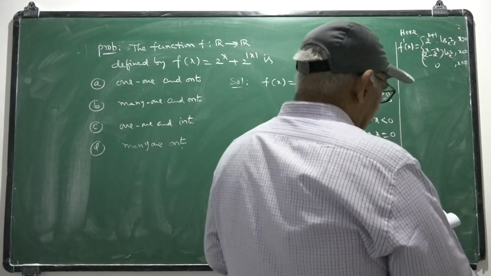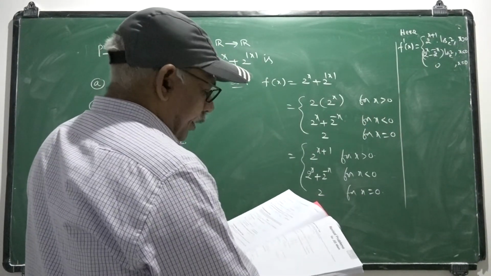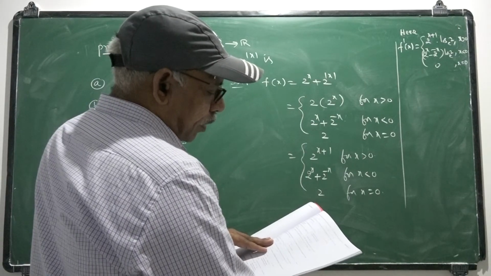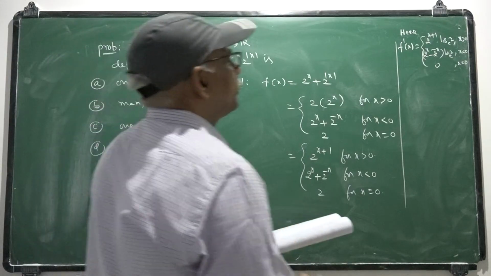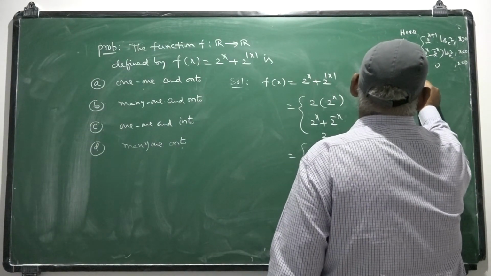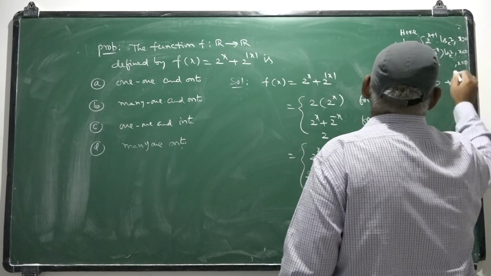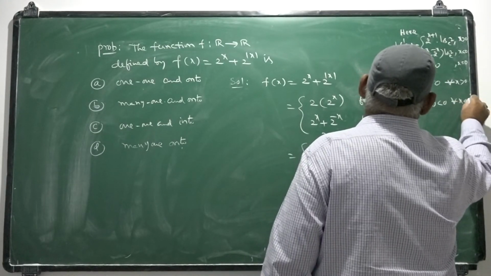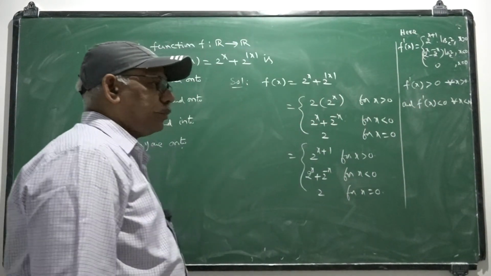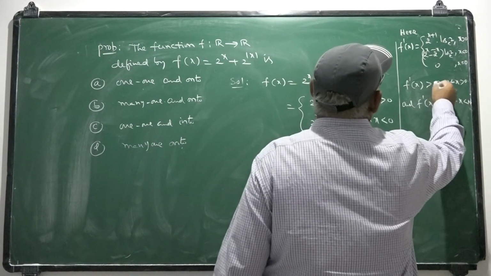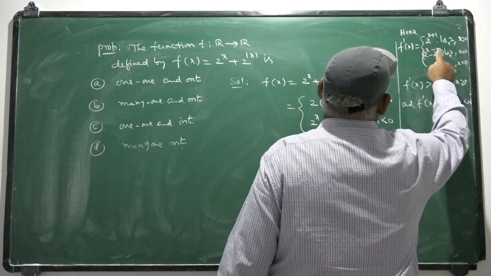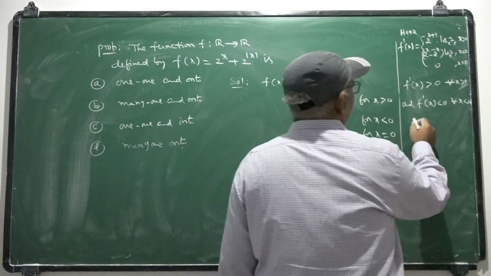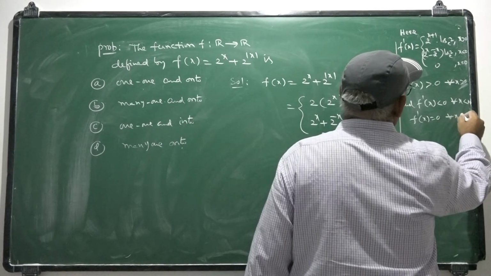Let us observe that the given domain is only R, not R plus. f dash x is positive for all x greater than 0, so monotonic increasing, and f dash x is negative for all x less than 0. At x equal to 0, f dash x is 0.